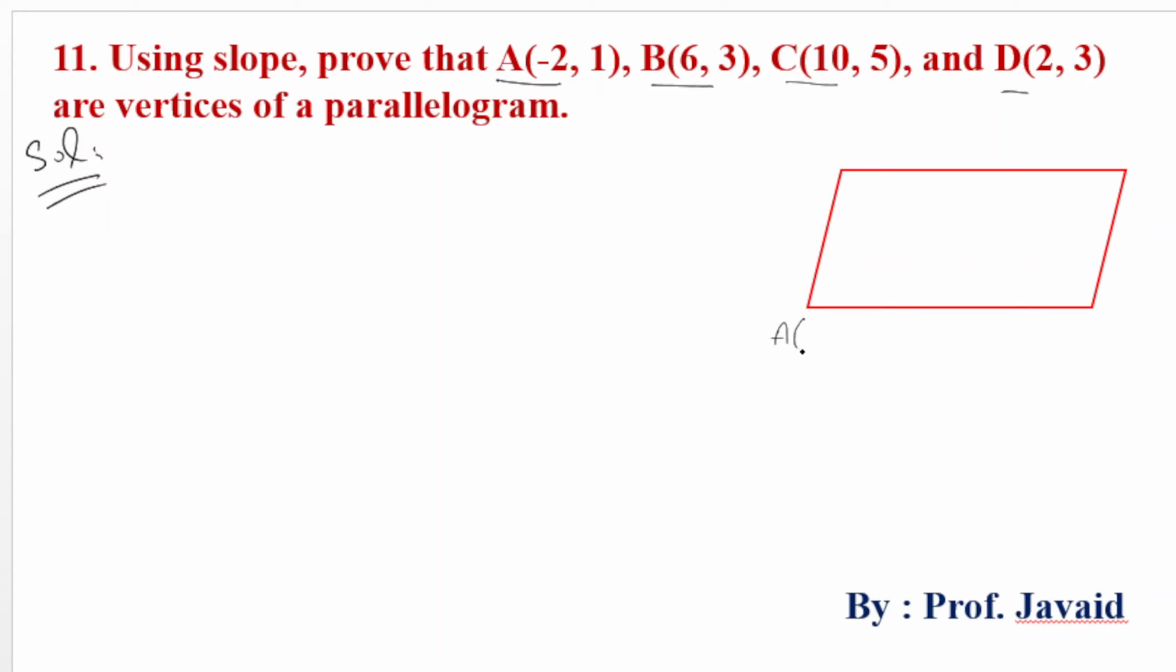So this A is (-2, 1), this B, I suggest all the students make like this, is (6, 3), this C is (10, 5), and this D is (2, 3). We have to prove that these are the vertices of a parallelogram. In a parallelogram, what happens? Two opposite sides are parallel. Here also, these two are parallel.